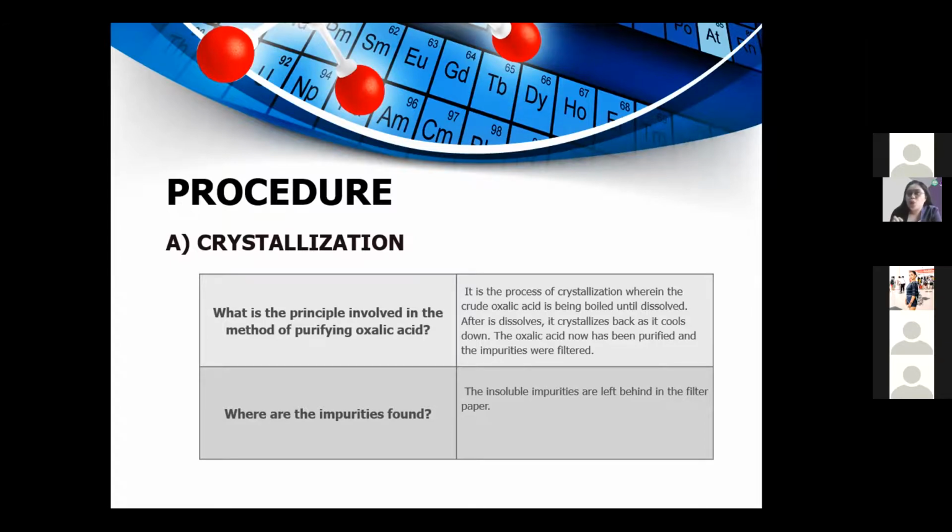While cooling, you will see that there will be formation of crystals, and the crystals that form will be considered pure. The impurities can be left on the filter paper. Others are dissolved in the solution and are not included when the crystallization happens. So that is our principle of crystallization or recrystallization. That is also true for the other procedures under this crystallization.